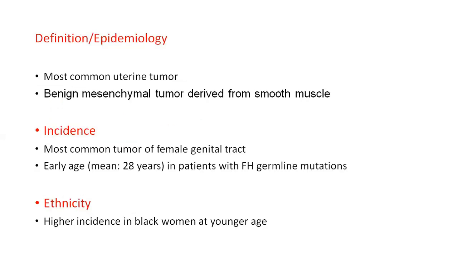Starting with the definition, the conventional leiomyoma is a benign mesenchymal tumor which derives from smooth muscle, and it is one of the most common uterine tumors. In terms of incidence, it's the most common tumor of the female genital tract, and it commonly occurs from middle age to elderly age, but sometimes it can occur at an earlier age, especially around the mean age of 28 years.